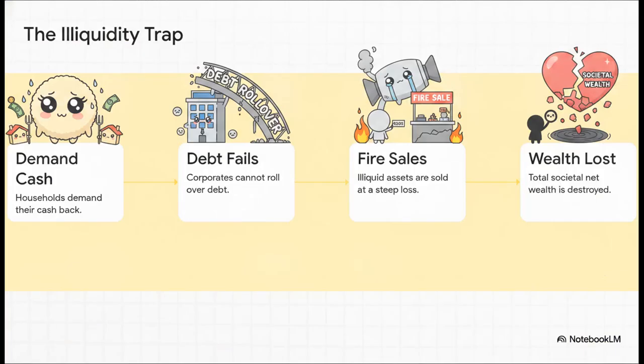But right here is where we meet the ultimate villain of our story: illiquidity. Imagine a sudden economic shock makes households super nervous. Everyone suddenly demands their cash back from the corporates. But wait, corporate assets are highly specific and totally illiquid. You can't just instantly sell a custom-built aerospace testing machine for full price, right? So when corporates are forced to sell these illiquid assets quickly just to raise cash, they suffer massive fire sale losses. And the end result? Total societal net wealth is just destroyed.